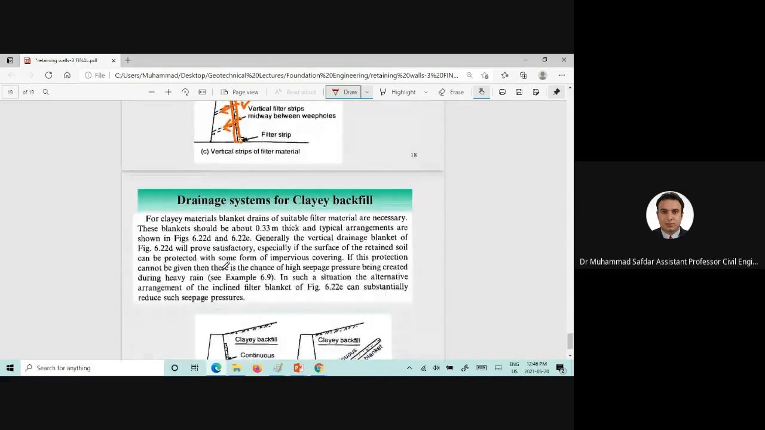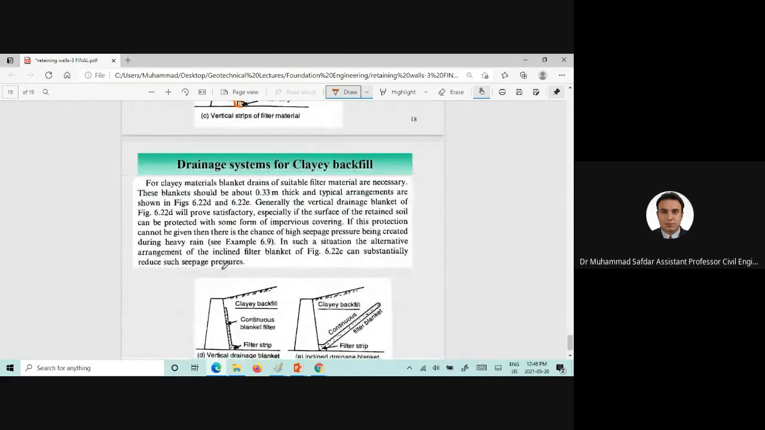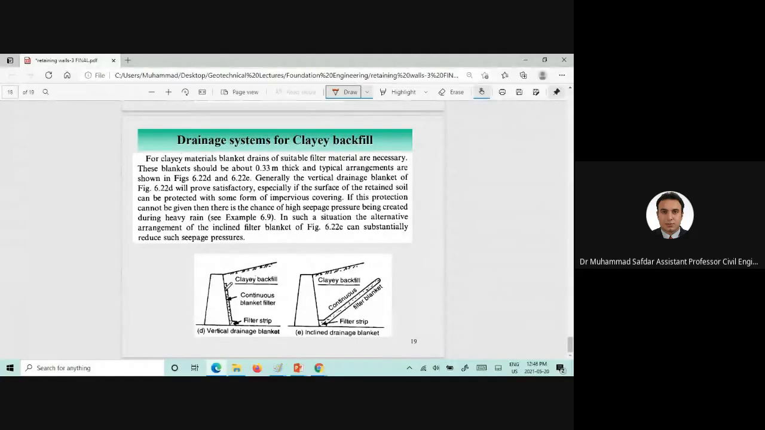If we want to use a drainage system for clay backfill, continuous blankets or filters are used, or filter strips are used, or we can also use a filter strip with an inclined continuous filter blanket. So these are the different mechanisms which can enhance the drainage of the retaining wall, and they can significantly reduce the hydrostatic forces, which we studied in greater detail in Geotech 2.